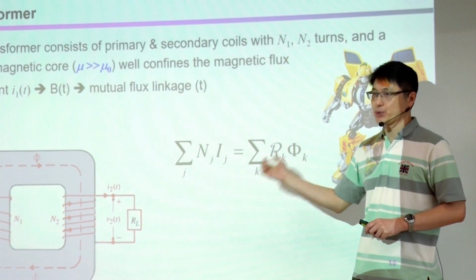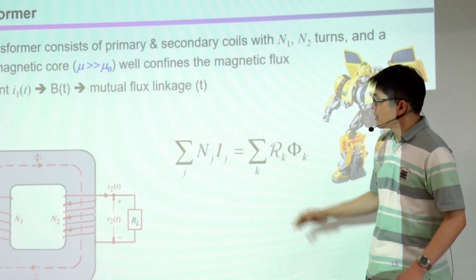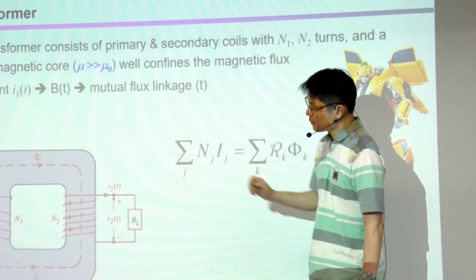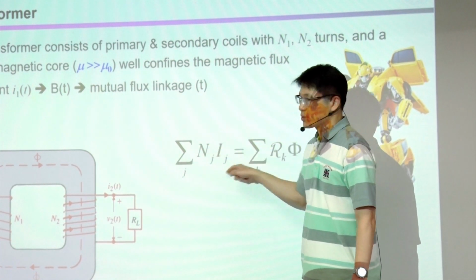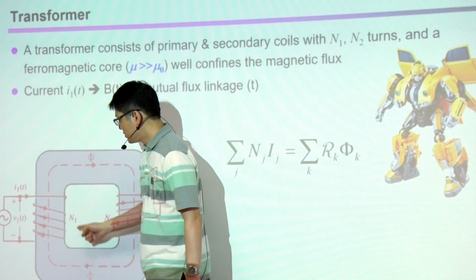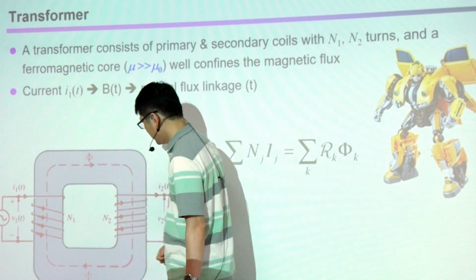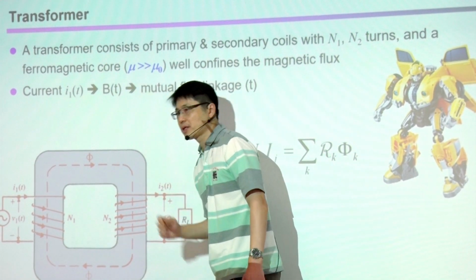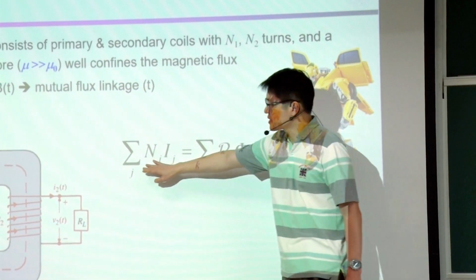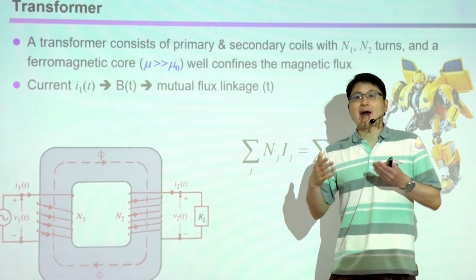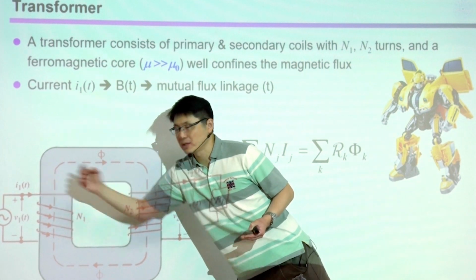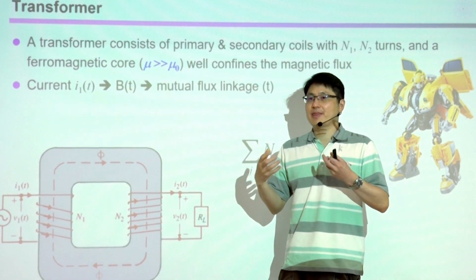We have a transformer. So how to write it down? We have the summation signs. Right? So in this particular case, how many current sources do we have? We have current 1, winding number 1, current 2, winding number 2. So summation sign usually means you add, right? The number of coils, the number of currents, you basically add them up.